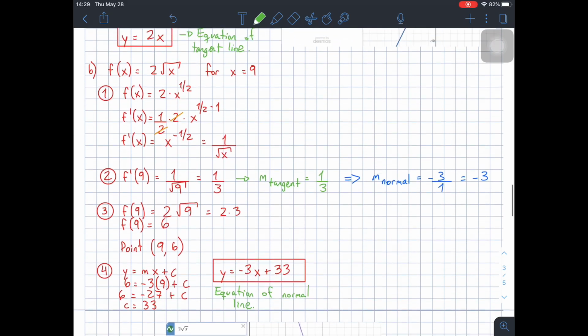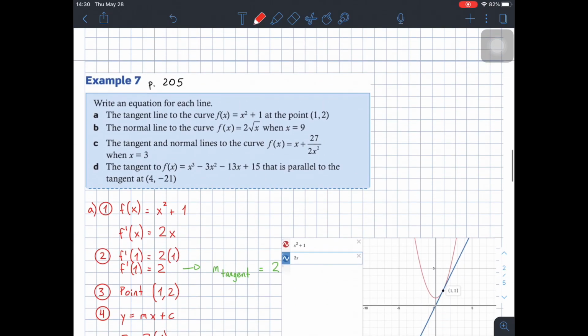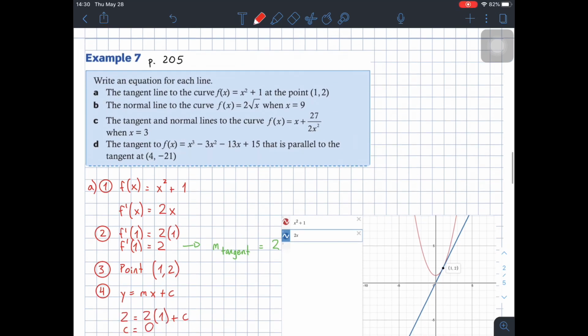Okay, so that's it for exercise B. Now we're going to go to exercise C. Exercise C says, find the equation of the tangent and normal lines to the curve f of x equals x plus 27 over 2x squared when x equals 3. So we're asked to do the same thing, but now we're going to find both the tangent and normal lines. You'll see that the process is exactly the same.